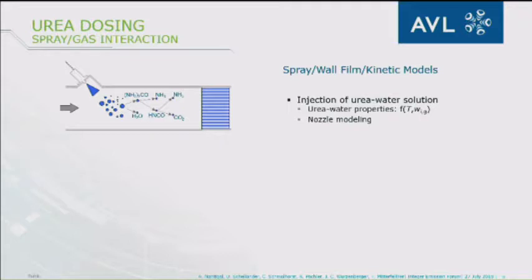So let's move to all the requirements, or capabilities, we need from the software side to be able to simulate such a process. One is we need to consider correct properties of the urea water. These depend on the temperature and on the water concentration. Then, as already mentioned, nozzle modeling, so the cone angle, size distribution, and so on.